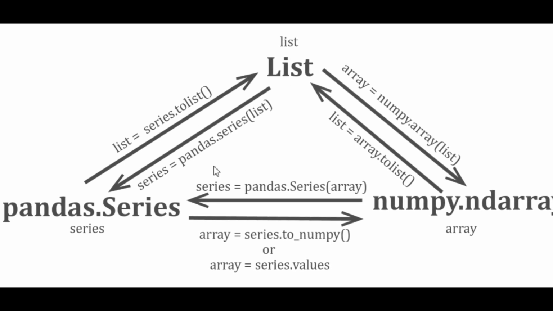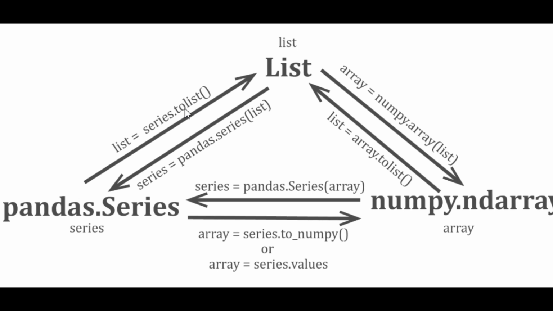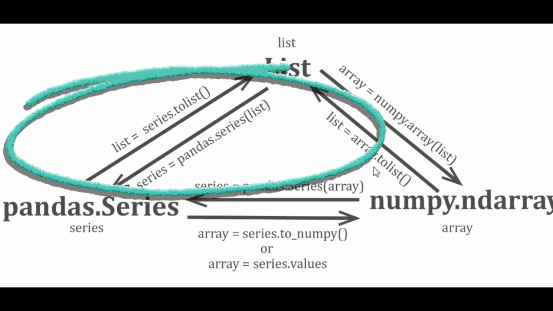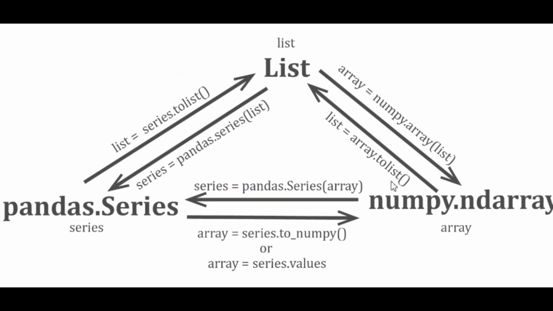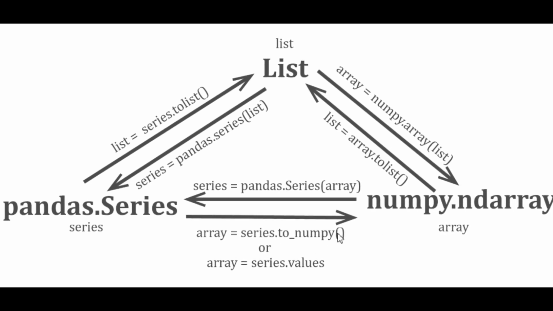From the list you can use pandas Series to convert into a series, but for series to list, there was a mistake here, it is to_list. So from NumPy array to list, it is tolist. From series to list, to_list, and from series to NumPy, you can convert with to_numpy. These are the observations you can take.